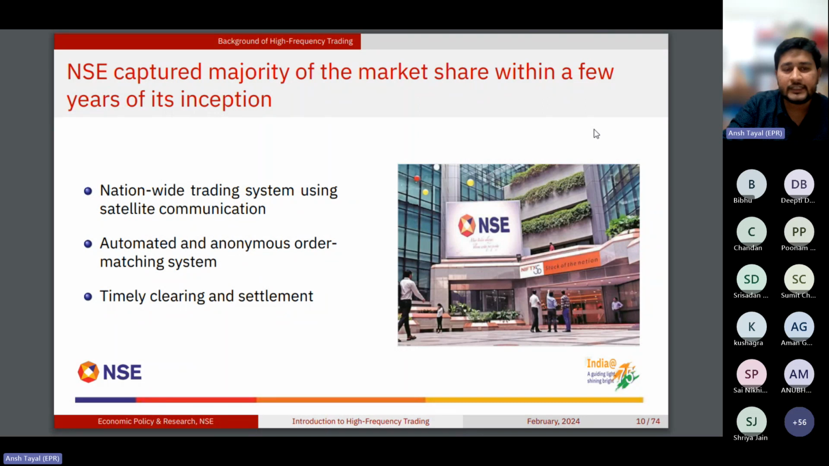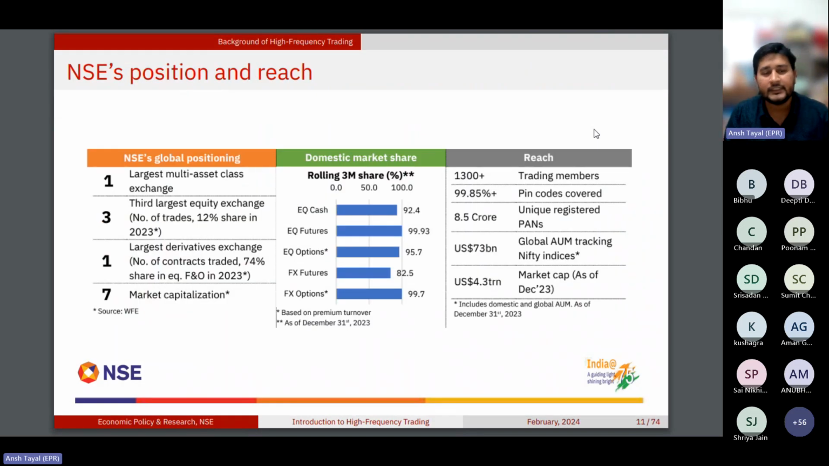Now, to just give you a sense of what NSE's position is today. NSE is the largest multi-asset class exchange, and it is number three in equity exchanges, number one for the fifth year now in derivatives exchange, and seventh in market capitalization.